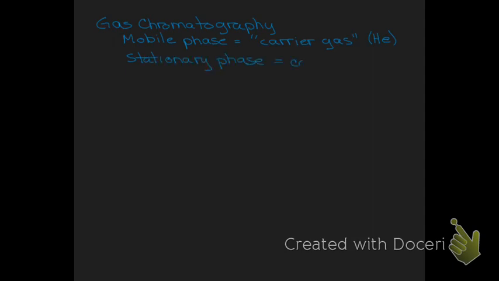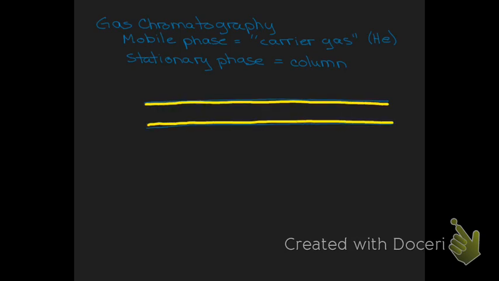We have what's called a column. And this column is, if you think about it, basically a really long, thin tube that on the inside has some kind of adsorbent material that your compounds are going to stick to. And so once your compounds get loaded onto the column through the helium gas flow, they all start sticking to the material inside that column.